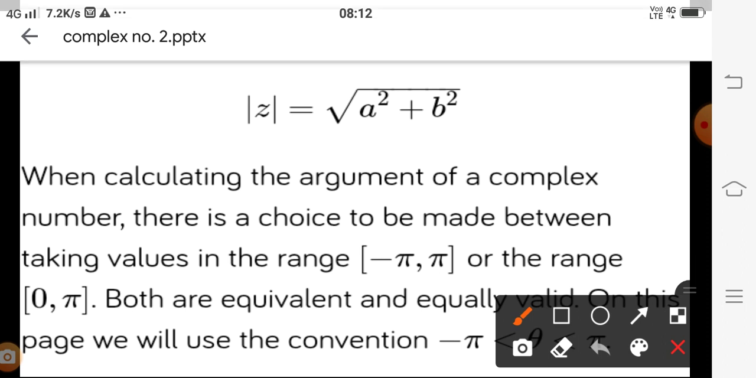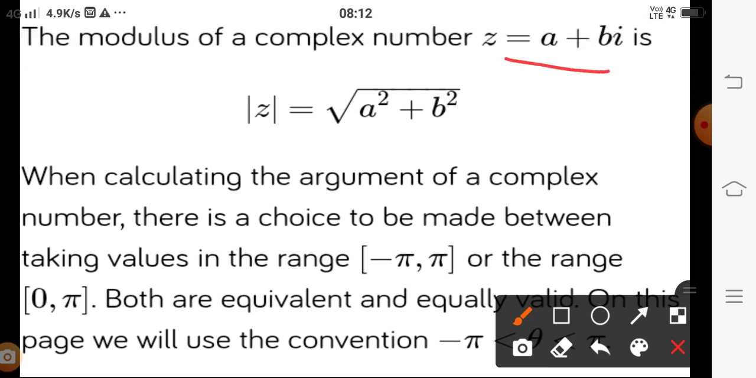Then if a complex number is given to you, z is equal to a plus bi, then how will you find the modulus? Then mod z is equal to the square root of a squared plus b squared by using the Pythagoras theorem. If you are representing it on the Argand plane and drawing the perpendicular from the given point, then we get this value by using the Pythagoras theorem, under root a squared plus b squared. And what about the argument?